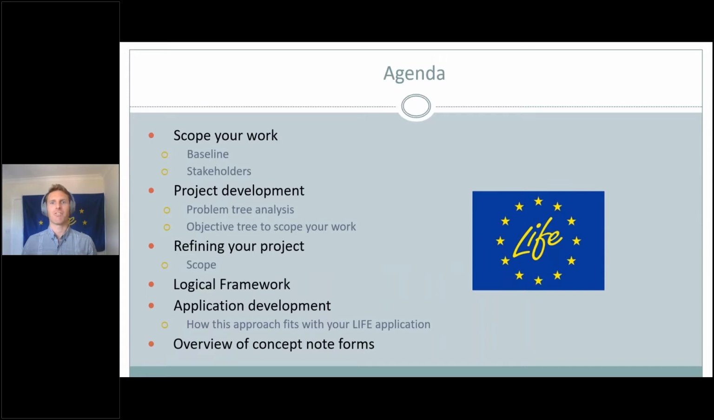So there are lots of great tools available to help you develop your project and concept note for your application. The approach we're presenting today is just one approach, but one that has been tried and tested, and that we here at JNCC know will help you to scope your project. So we'll look at the problem tree, objective tree, and refining the scope of your work.